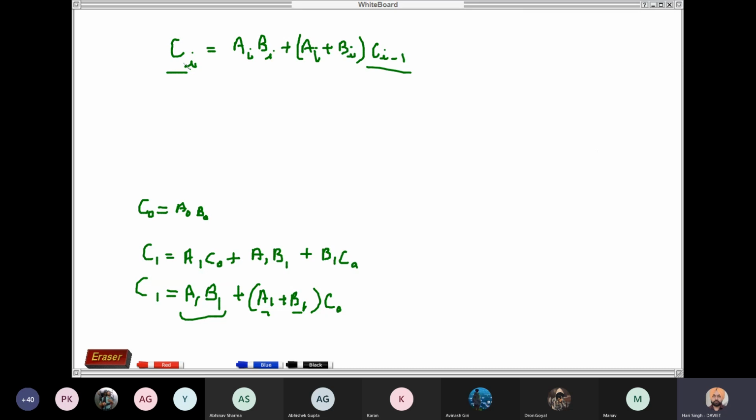Carry will be generated at ith stage if Ai and Bi both are 1. So this factor is called the carry generation factor. It is represented with Gi. This is called the generate factor.